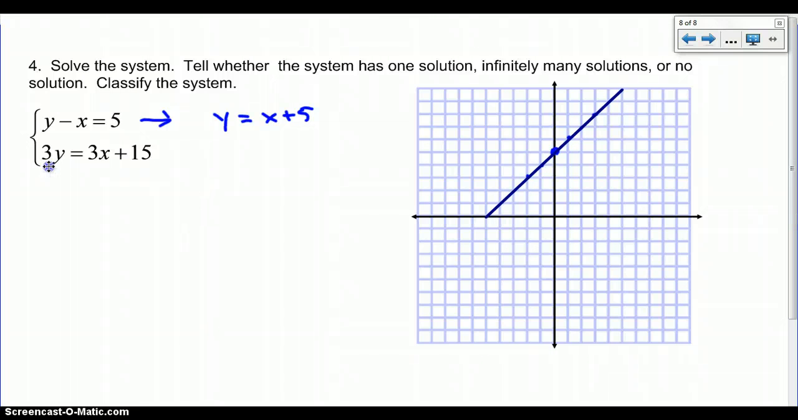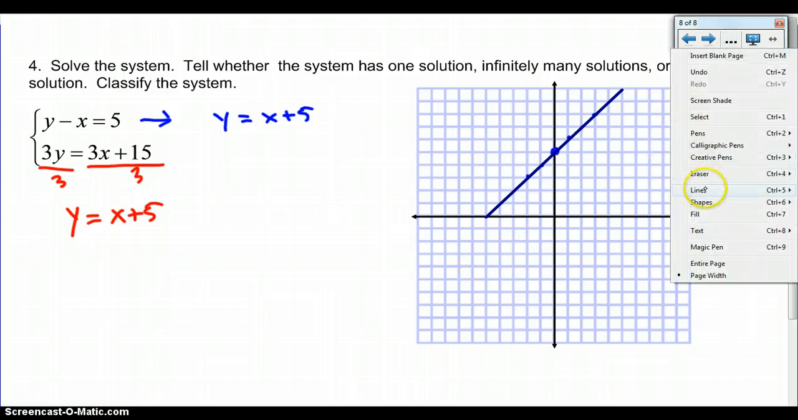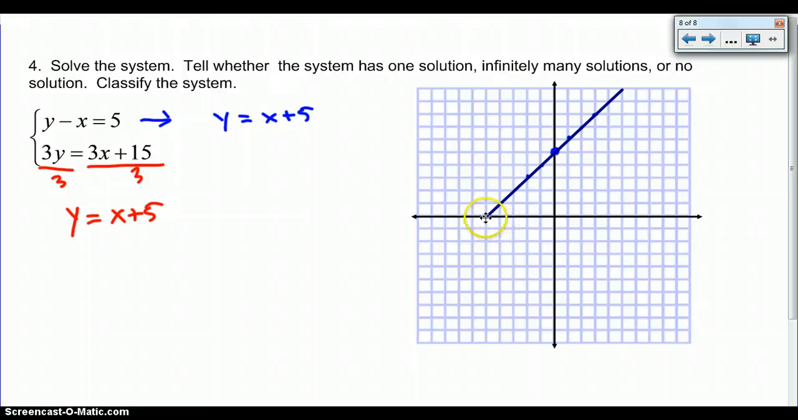The second equation says 3y equals 3x plus 15. I'm going to divide everything by 3 here. Interesting. We've actually already graphed this line. It's right there. Now, the question says, tell whether the system has one solution, infinitely many, or none. So we would say this has infinite solutions.